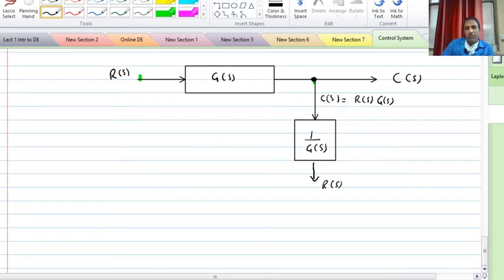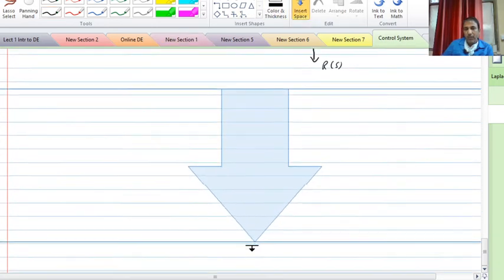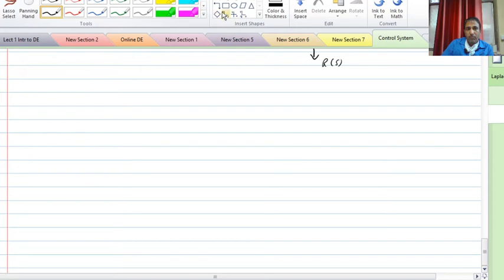Now second case, that is in case of takeoff point, if we want to move a takeoff point from a position after a summing box to a position before a summing box. Case 3.